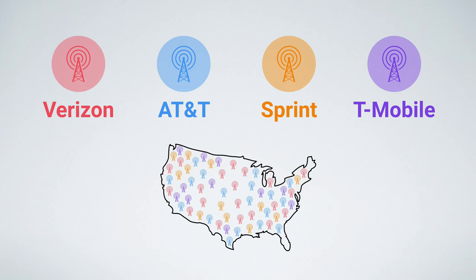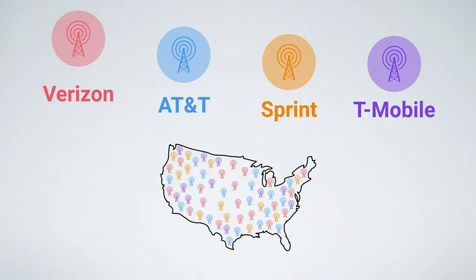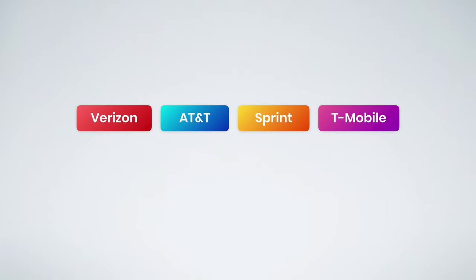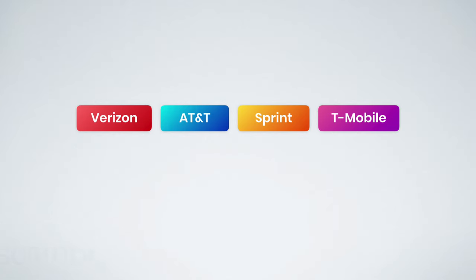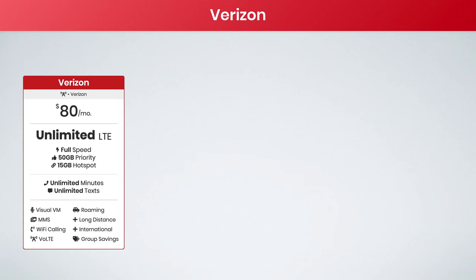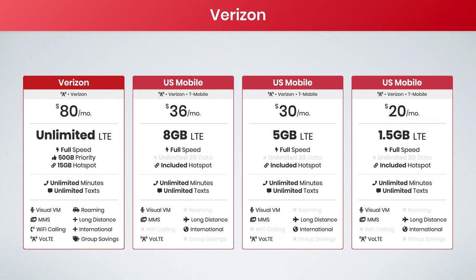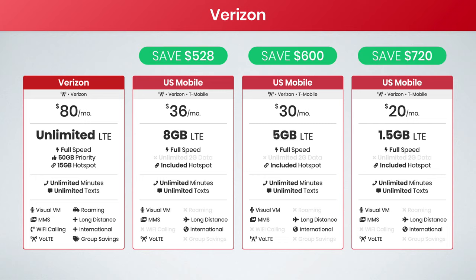So with that said, here are some of the best, most affordable plans and how they can save you money on service. I'll have these linked in the video description if you want to check them out. On Verizon, instead of paying $80 a month for Verizon Do More Unlimited or Play More Unlimited, you can get an affordable plan from US Mobile. These will save you anywhere from $600 to $720 per year.